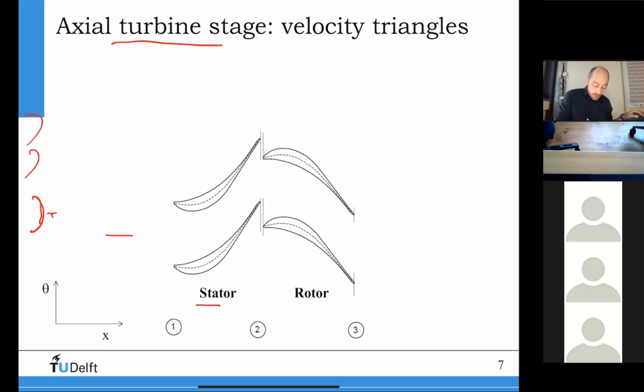And so we have a velocity, which is this one here, C1. Okay, so this is the absolute velocity C1, and the stator is not moving. So what will the flow do? Basically, the flow will follow the camber line of the vane. And it's also something important. So this guy, as for the rotor, this guy I call blade, and this guy I call vane.